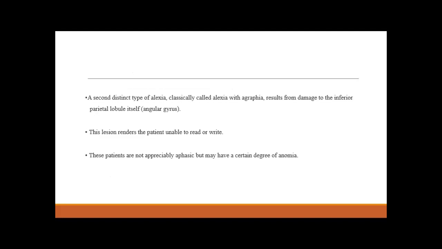A second distinct type of alexia, which is classically called alexia with agraphia, will result from damage to the inferior parietal lobe itself, that is the angular gyrus. Now, this lesion will render the patient unable to read or write. And these patients are not appreciably aphasic, but may have a certain degree of EMOC.